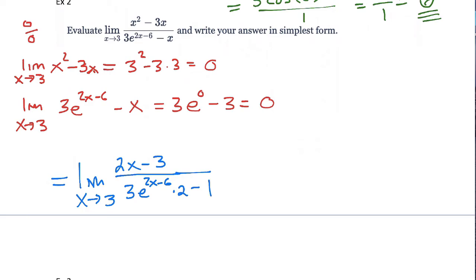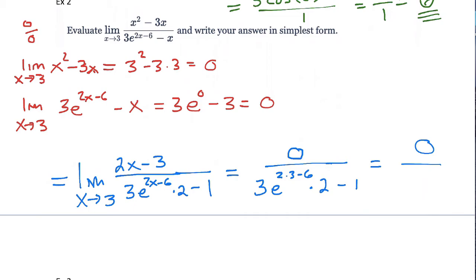Now we're going to go back through and evaluate it and see what happens. What we're going to get now is if you put 3 in, you will get 0 on the top. And on the bottom, you'll get 3e to the 2 times 3 minus 6 times 2 minus 1, which is 0, divided by, that's going to be 5. And 0 divided by 5 is 0. So that's what that limit is.